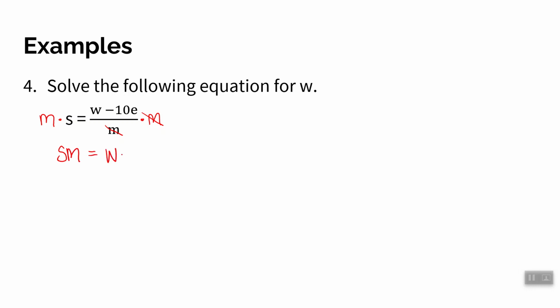And it equals W minus 10E. Remember, the M's canceled on the right-hand side. I'm still trying to solve for W. So right now I have a 10E being subtracted from W. This is like moving a term with a variable. I want to move the variable to the other side. I want to move the minus 10E to the other side. I'm going to do that by adding 10E to both sides.